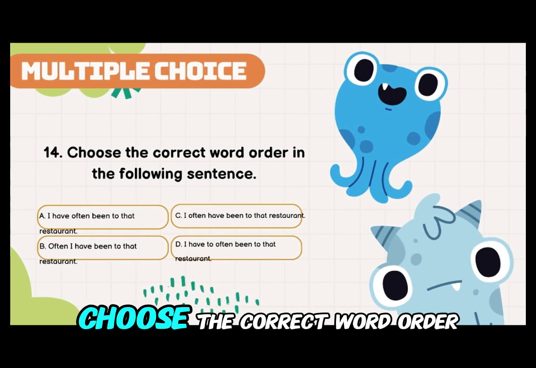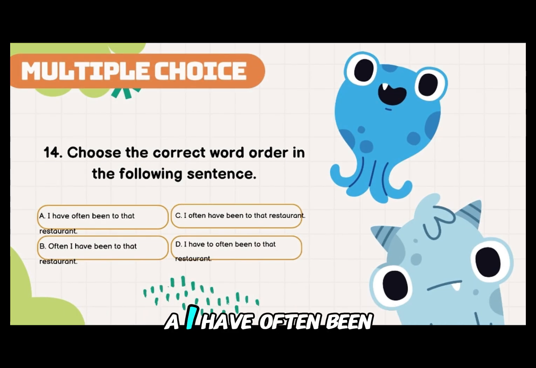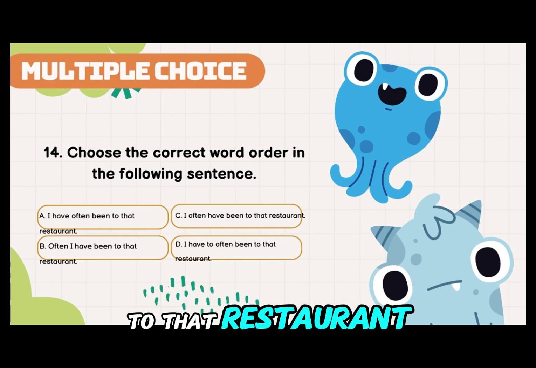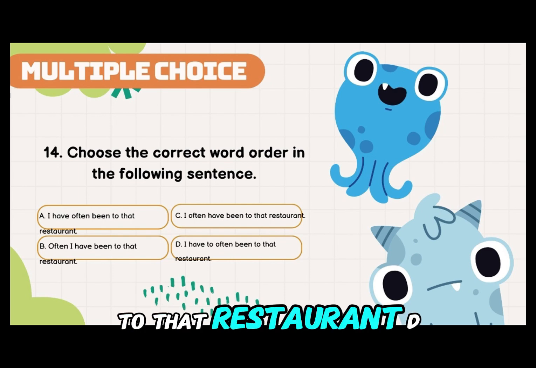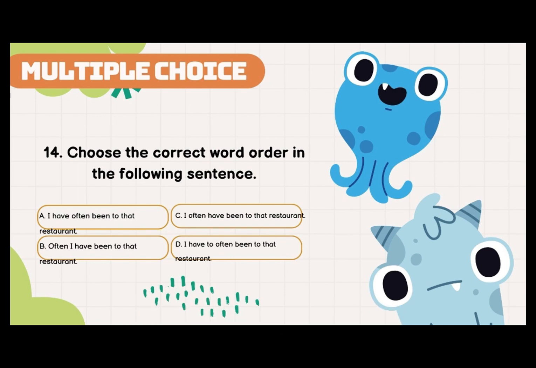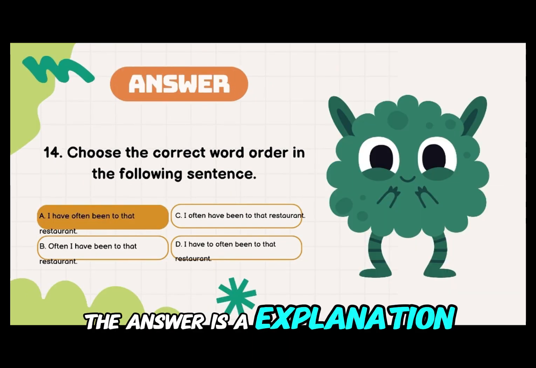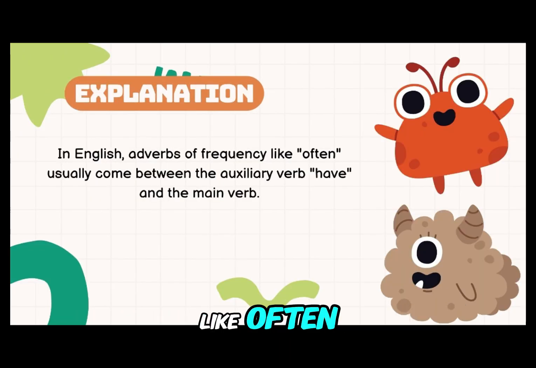14. Choose the correct word order in the following sentence. A. I have often been to that restaurant. B. Often I have been to that restaurant. C. I often have been to that restaurant. D. I have to often been to that restaurant. The answer is A. Explanation: In English, adverbs of frequency like often usually come between the auxiliary verb have and the main verb.